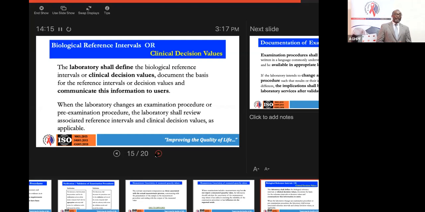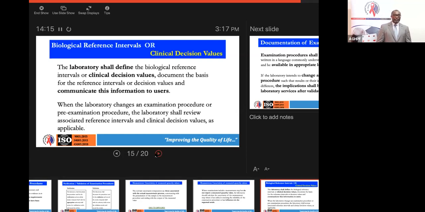And we want to be able to ascertain what values we get on what platforms, and what the challenges are for using these different platforms. So clinical decision values are pretty important when we are talking about qualitative results and what the actual cutoff is for those different results. Then at this point, there is documentation of examination procedures. Documentation of examination procedures is key.